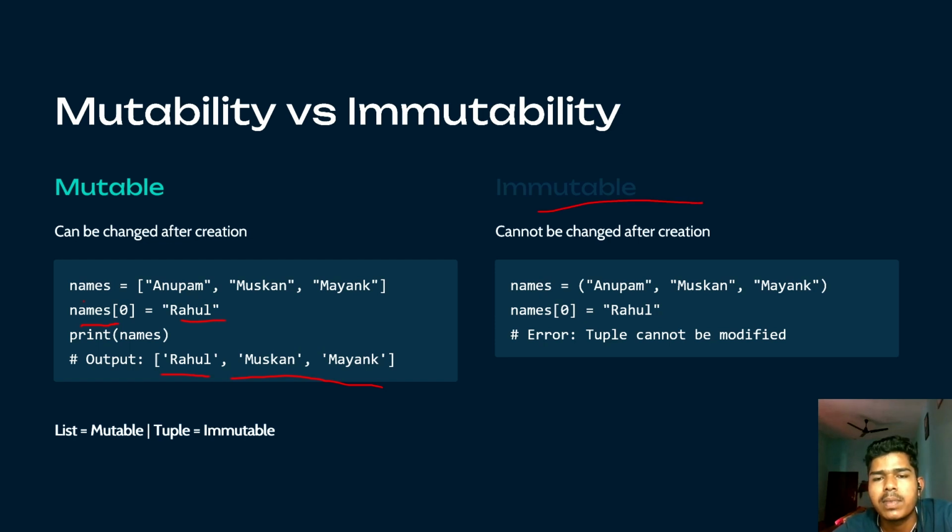In immutable, it cannot be changed after creation. Like names is equal to Anupam, Muskan, Mayank. Then names index 0 is equal to Rahul. So it can occur an error. Tuple cannot be modified. Okay.